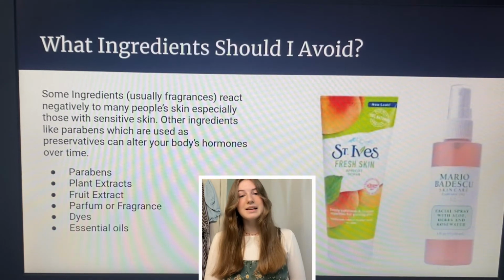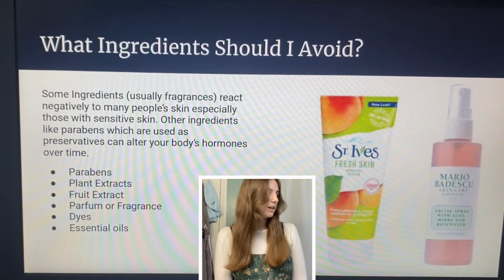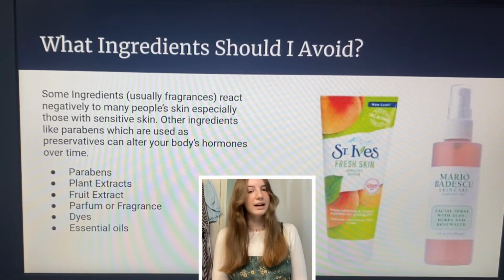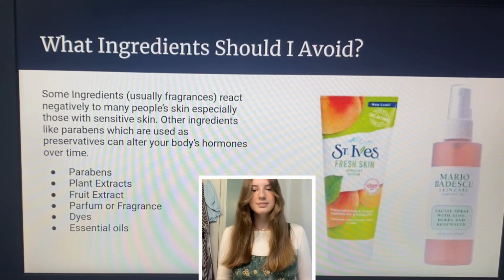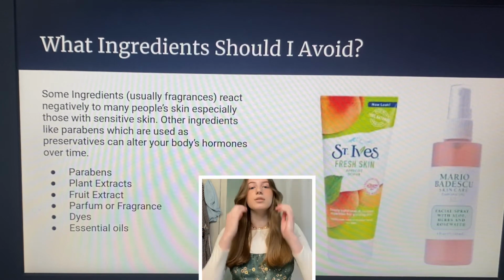These are some ingredients that I think you should avoid, especially if you have sensitive skin. So there's a lot of ingredients. They're usually fragrances, and they react really negatively to a lot of people's skin, like I said, especially if you have already sensitive skin, or if you have maybe eczema.